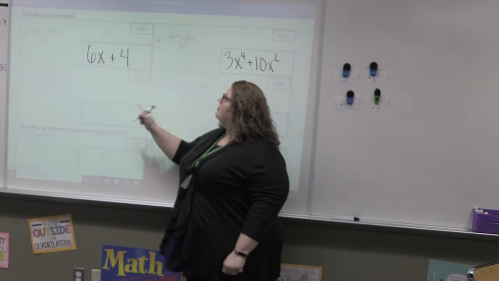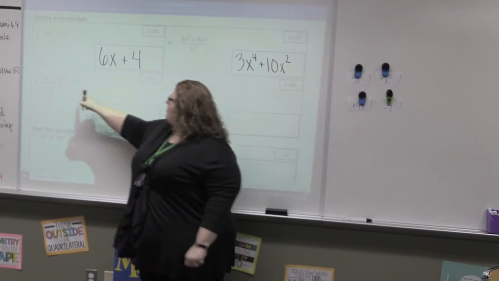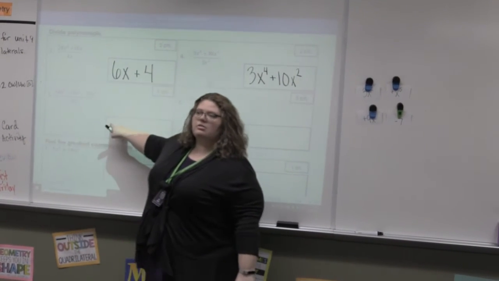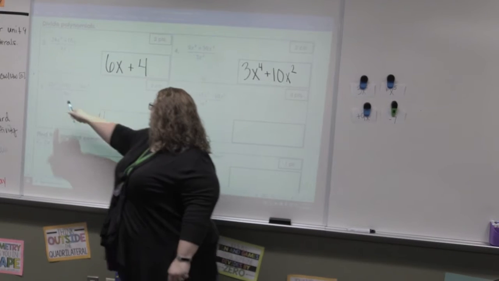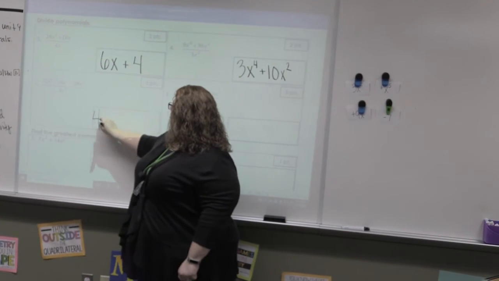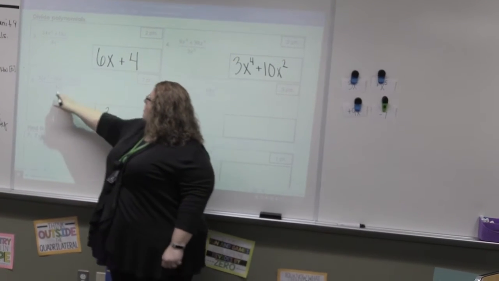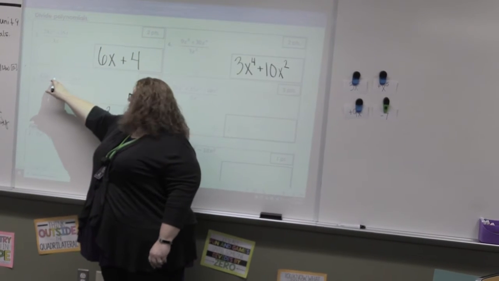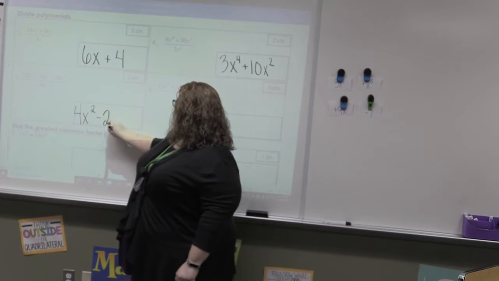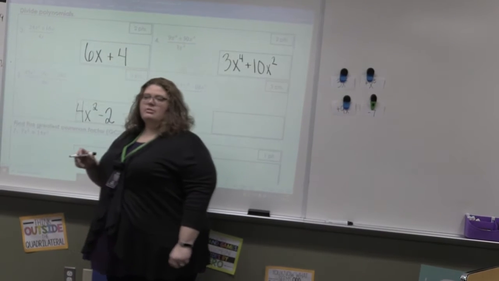Excellent. Number 5. We've got our trinomial divided by our monomial. So 32 divided by 8 gives us 4. Good job. Now subtract your exponents. So 5 minus 3, 2. Now we have a negative, so negative 16 divided by 8. Negative 2. Good job.